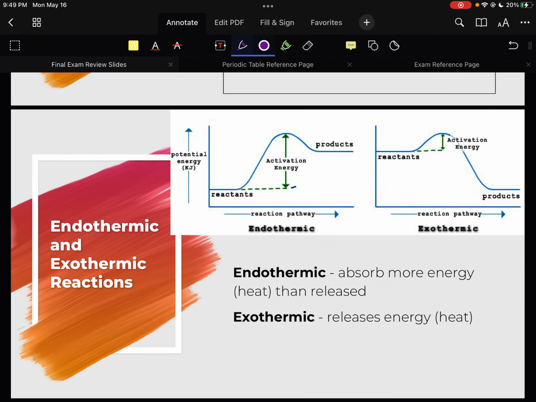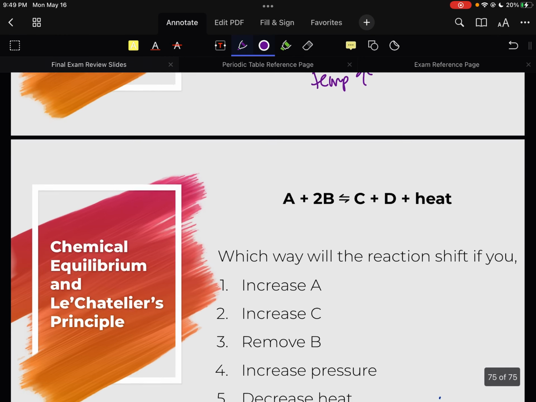Make sure you know the basic information about endothermic and exothermic reactions, just the definitions, right? Endo, they're absorbing energy. That means that we can usually measure the temp decreasing. Exothermic, they're releasing energy. That means we can measure the temp increasing. And we can see for endo, we have a high activation energy. And for exo, we have a low activation energy. And we can see it's releasing all that extra energy.